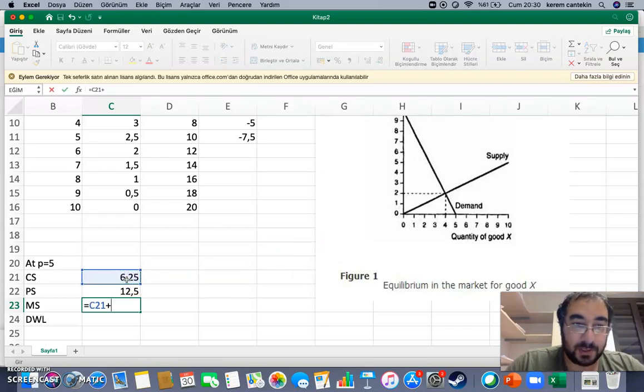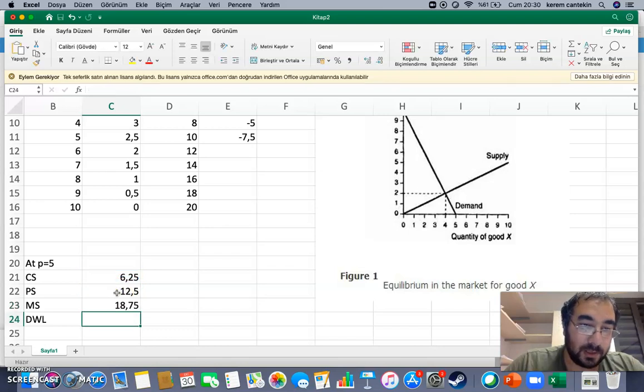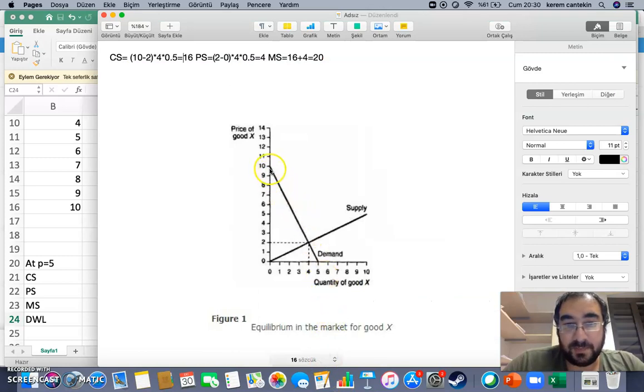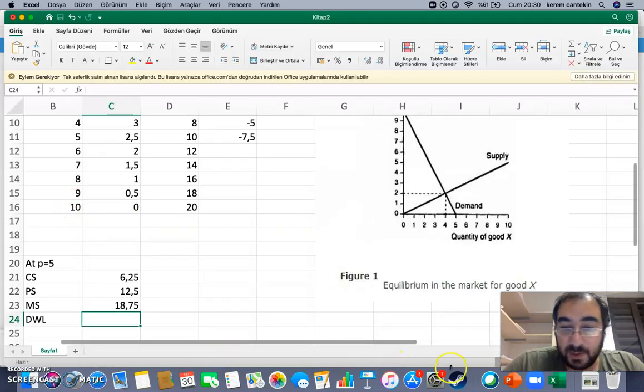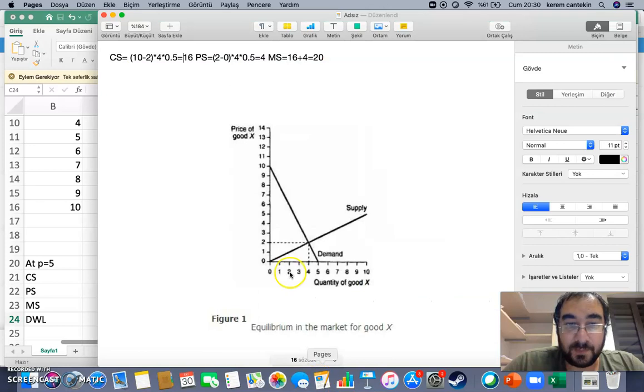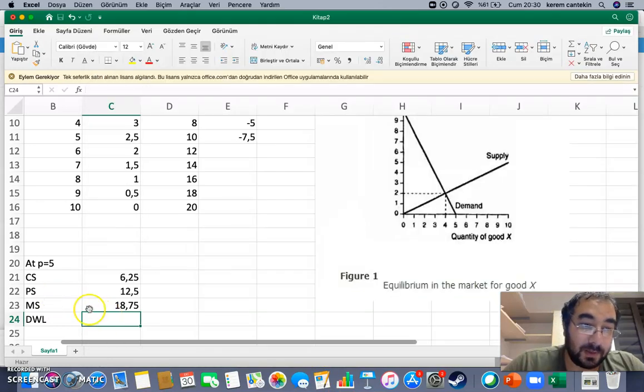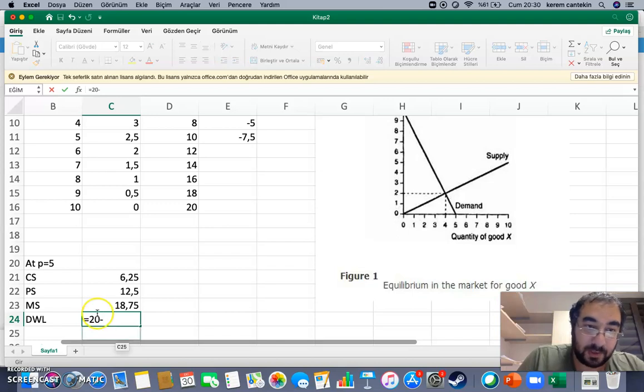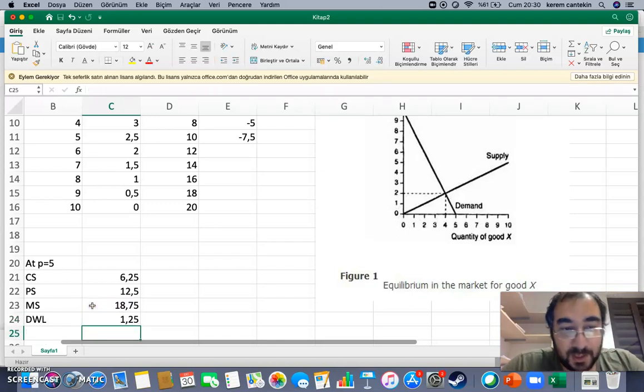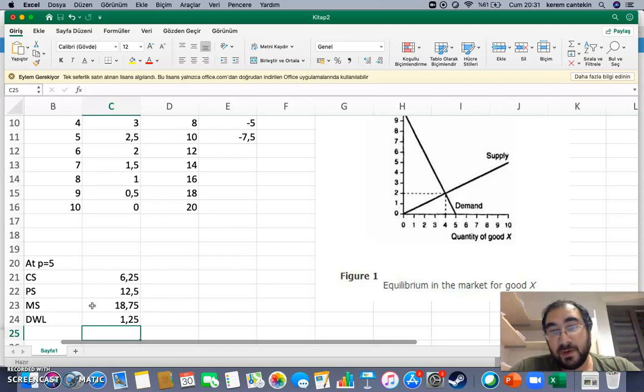And market surplus is basically, in this case, 18.75. As you have seen before, producer surplus was initially 4, now it has increased to 12.5. Market surplus was 20, now it is 18.75. So deadweight loss is basically 20 minus 18.75, 1.25. You can also find the triangle and calculate deadweight loss using that triangle, but I'm leaving that to you.